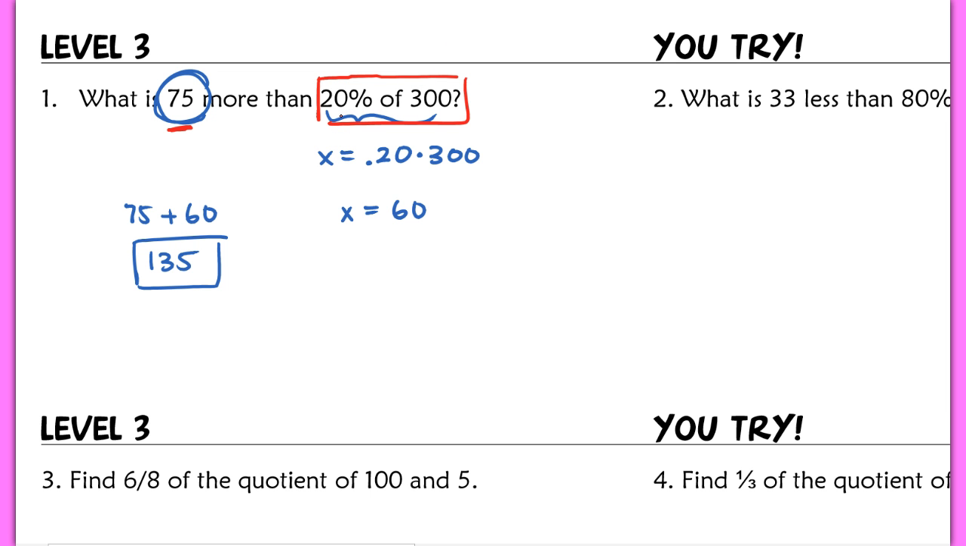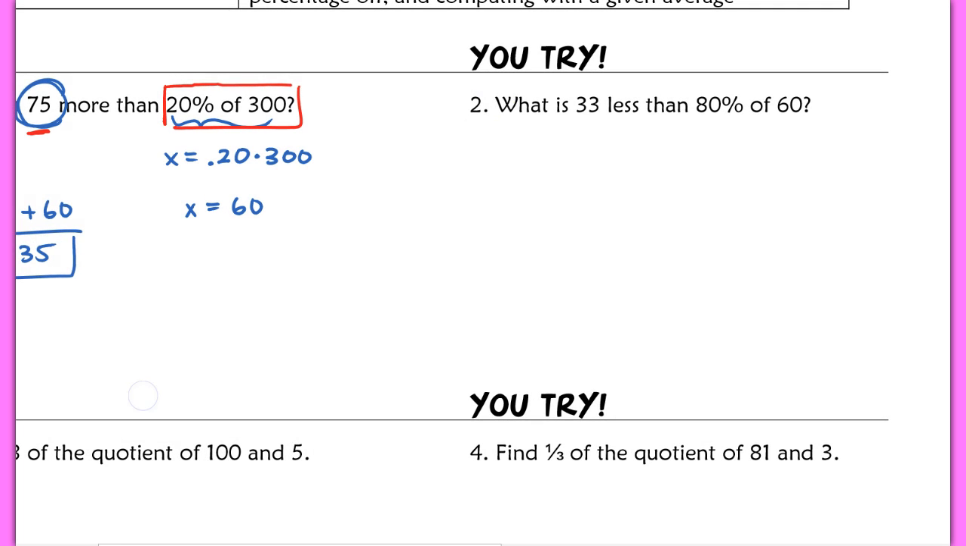All right? Now I'd like you to try number 2 on your own. Number 2 is asking for 33 less than this particular number. So in other words, you need to subtract the 33 here. So that's my hint for number 2.